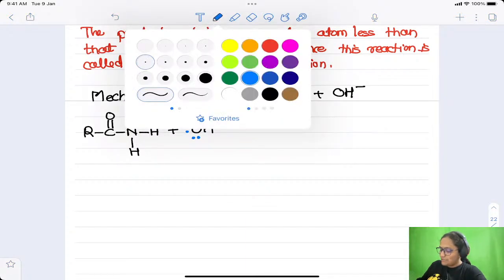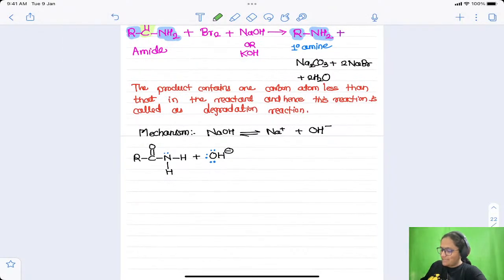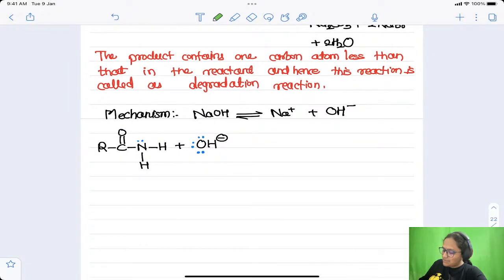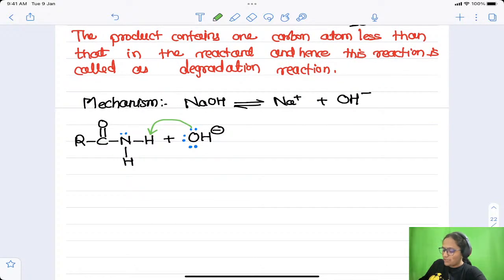First of all, this OH minus is a base, right? So a base always abstracts a proton. So this OH minus abstracts this proton. Proton means only H plus without the lone pair of electrons, and this lone pair of electrons is shifted onto nitrogen, right?